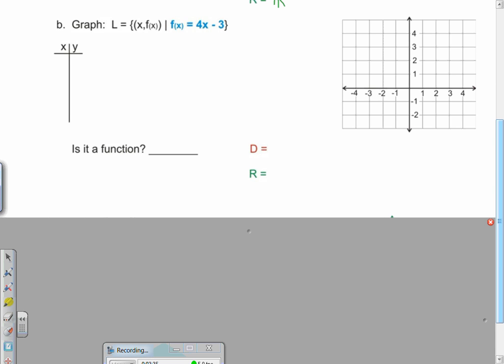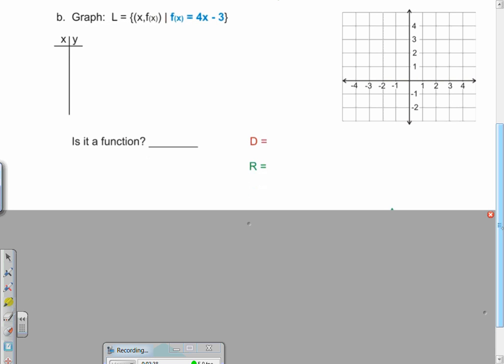So in this one, we have a similar scenario. The only difference is, instead of saying x, y, they said x, f of x. The only reason I have that there is to remind you that f of x can always be replaced with y. Now, there's no domain listed, so again, we're going to choose the domain. 0 is always a very good choice. So you can keep f of x.